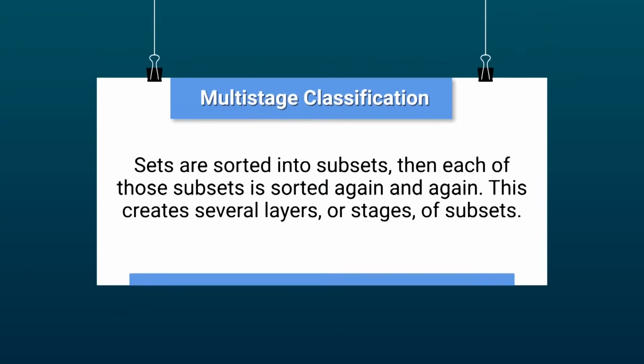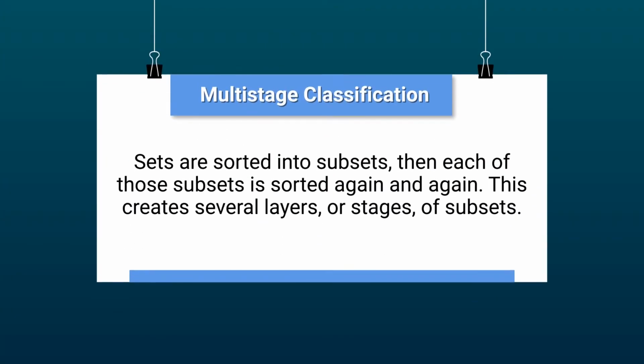Multi-stage classification. In this, sets are sorted into subsets, then each of those subsets is sorted again and again. This creates several layers or stages of subsets. For example, animals that may have been grouped as vertebrates may be separated again into groups of reptiles, birds, mammals, pisces, and amphibians. These are all subsets of vertebrates.